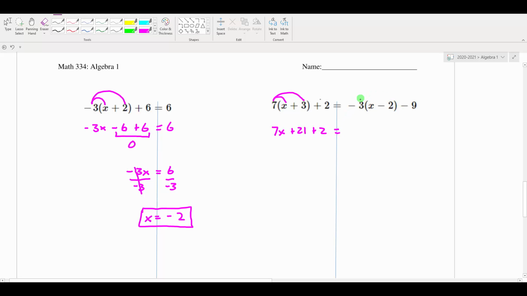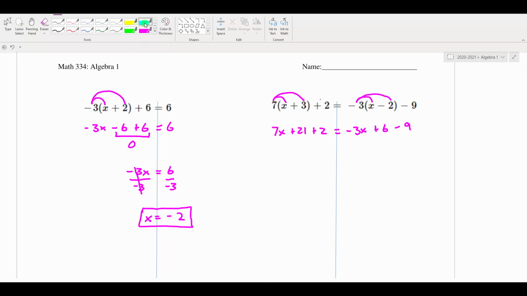Right, and then I'm going to go over to the right hand side. I have to do the same thing over here. I have to distribute this negative 3 to each item inside of the parentheses. So we're going to get a negative 3x, and then negative 3 times negative 2 is a positive 6. That's a good opportunity to see that sign change rule. Negative times a negative is a positive, and then we still have this minus 9 on the end.